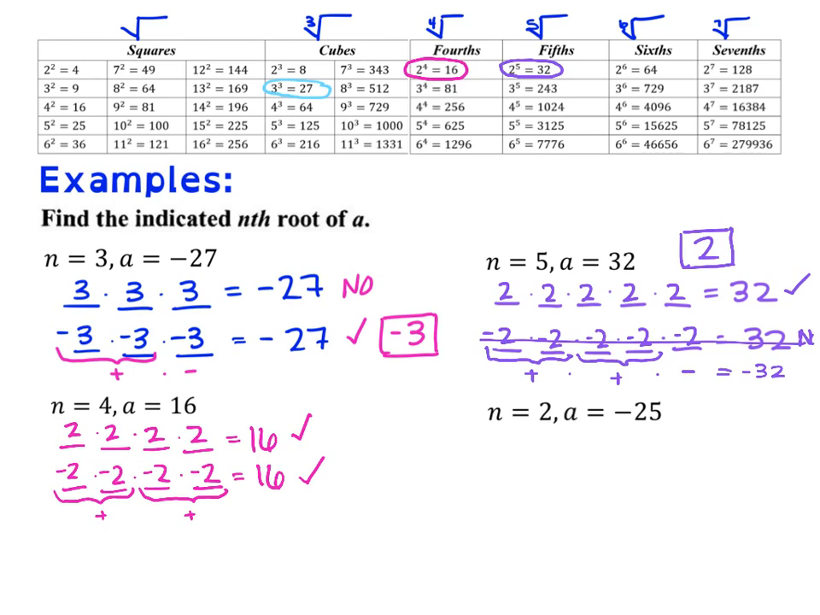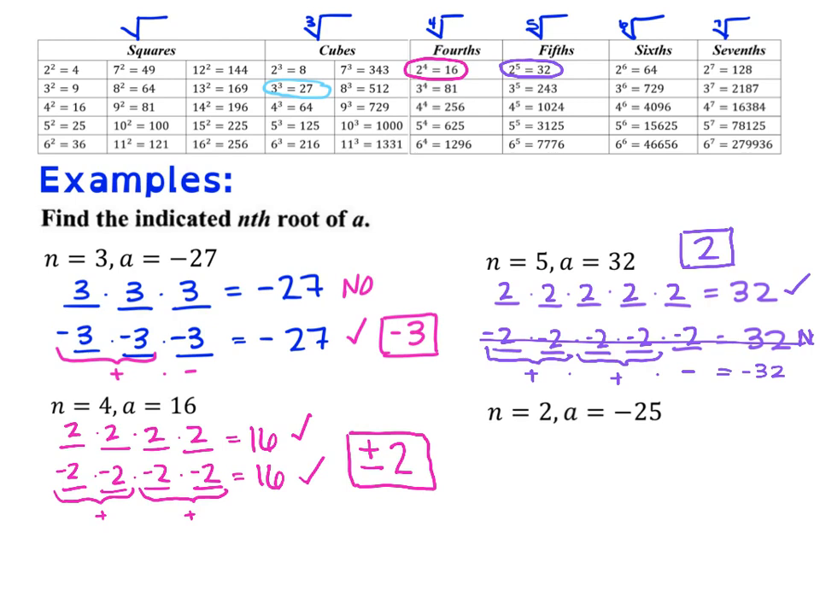The way we write our answer when both of them work, and this is a symbol that's on the keyboard for formative also, is we want to show that positive and negative 2 both work. So in this case, positive 2 times itself 4 times and negative 2 times itself 4 times both give me 16.